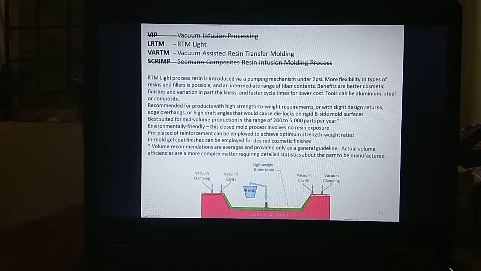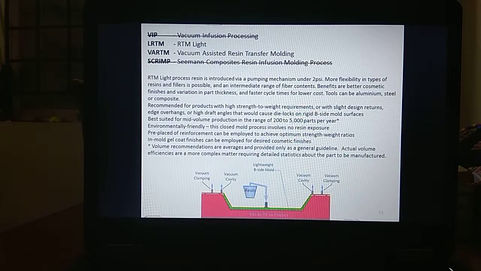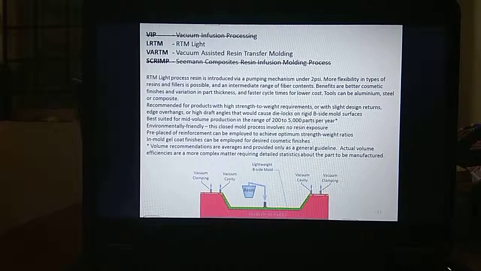Resin transfer molding light, or light RTM, is what this is generally known as. In this process, resin is introduced via a pumping mechanism under a low pressure, usually less than 2 pascals.